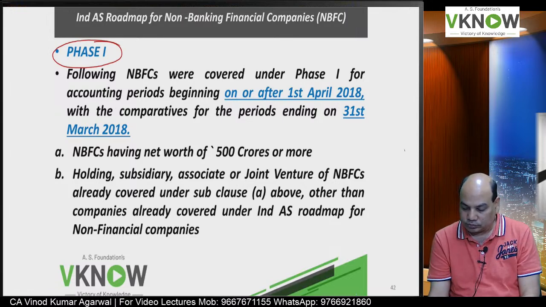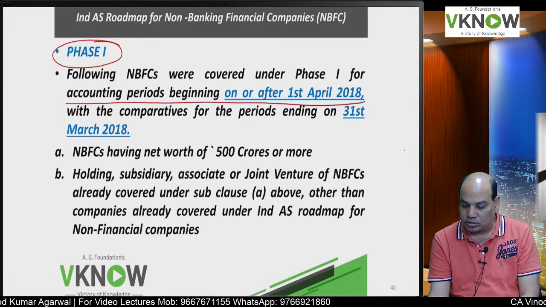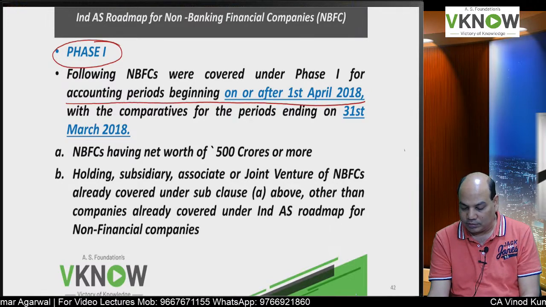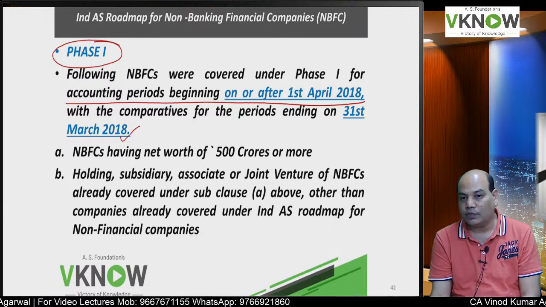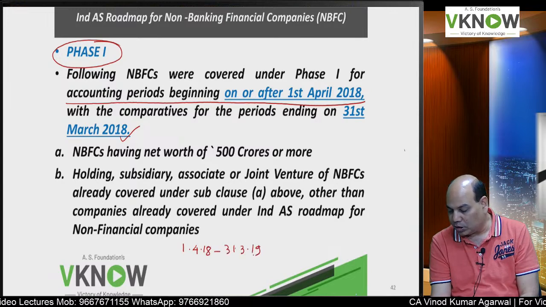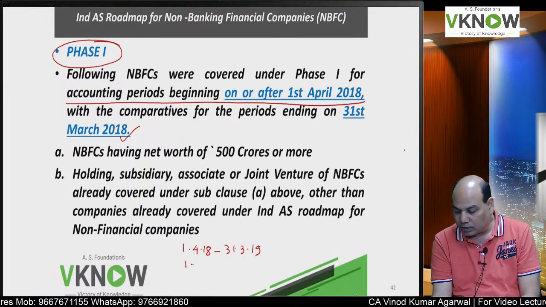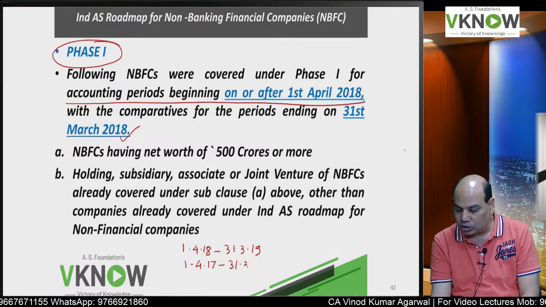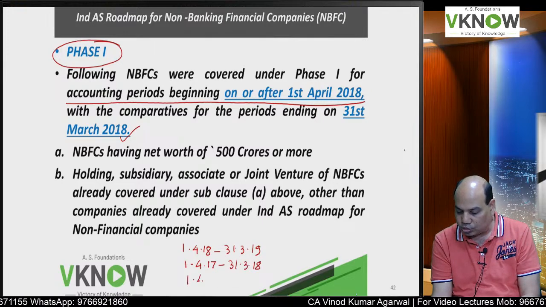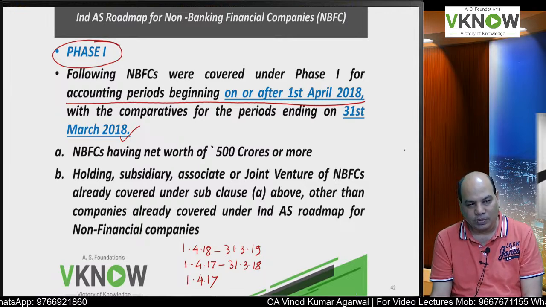So they are going to apply Ind AS in two phases. Phase 1 is for accounting periods starting on or after 1st April 18, and they will have to give a comparative of 31st March 18. So 1/4/18 to 31st March 19 will be their first financial statement under Ind AS, and you will give a comparative covering the period 1/4/17 to 31st March 18 with an opening balance sheet on 1/4/17. Same thing applies here also.